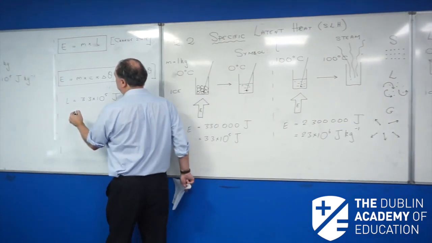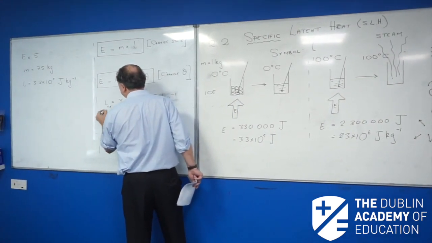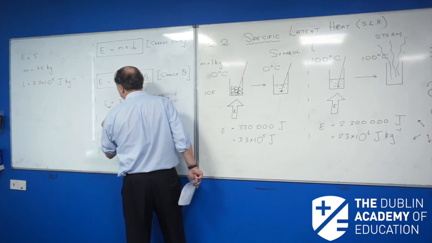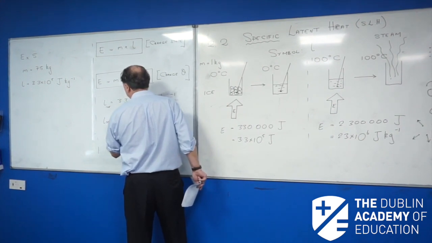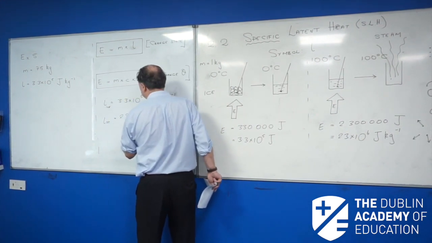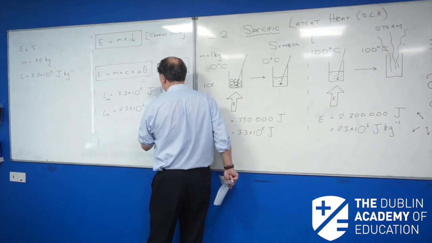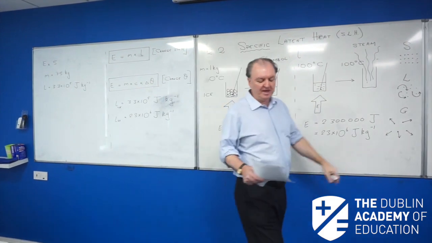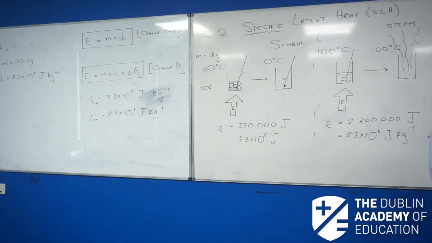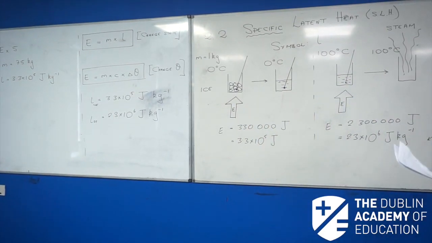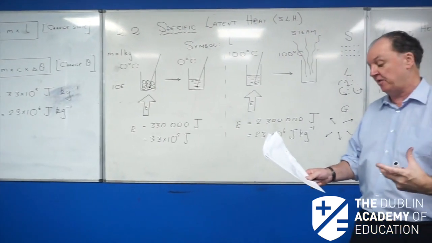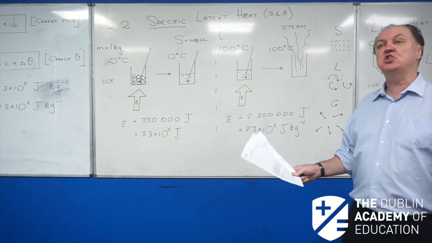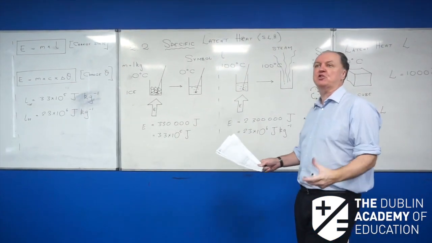So I could write down here, I suppose, L ice and L steam is 2.3 by 10 to the power of 6 joules per kilogram. There is your formula. We have a definition. On page 8, there's first of all a definition for what specific latent heat is in general. It's the energy needed to change the state of 1 kilogram of a substance.